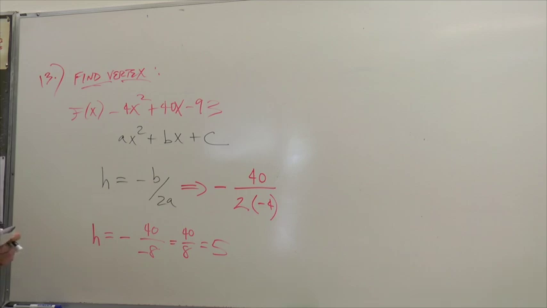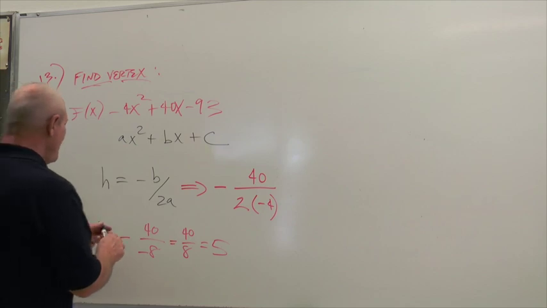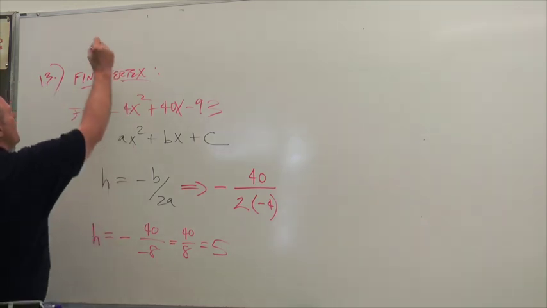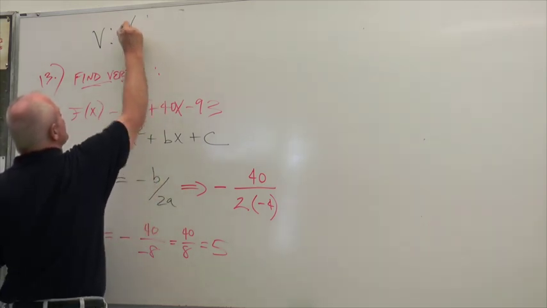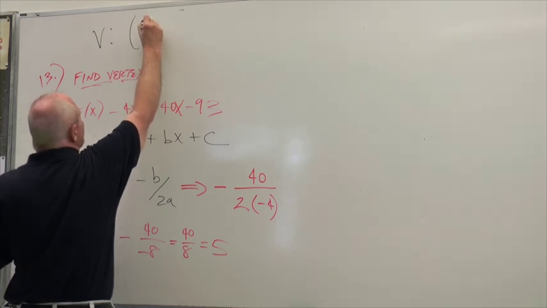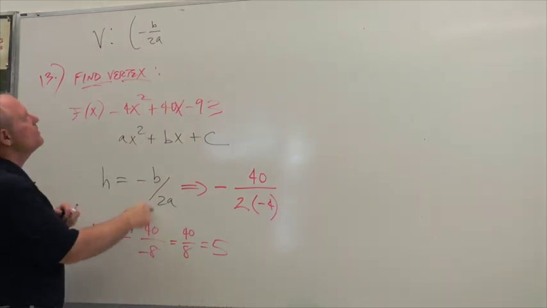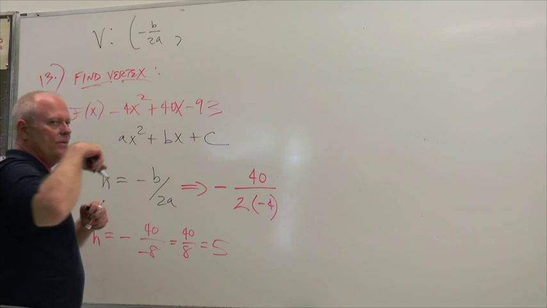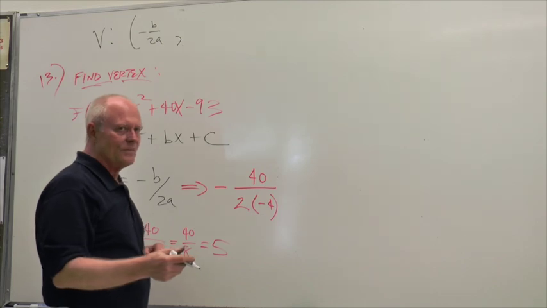Now, before I do anything more, I'm going to go back and read the problem. It does say find the vertex. So it doesn't say just find h. It says find h and what? k. So we found this, but the vertex, written in the form of negative b over 2a, is actually what? h. Negative b over 2a is h, right? Okay. How would you get k? Well, k is y, isn't it? But isn't y f of x?